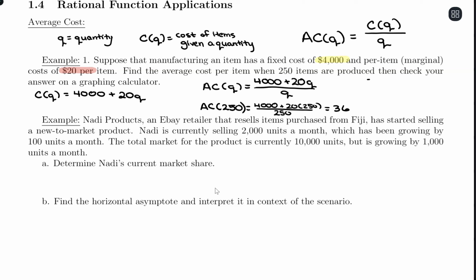So the average cost is $36 per item when 250 items are produced.